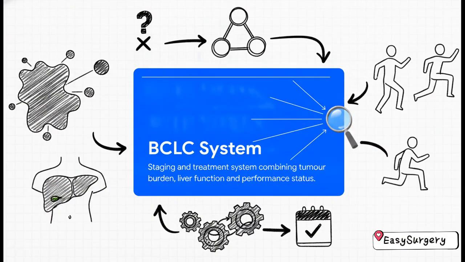Here's where so many students make their biggest mistake. They think staging is just about how big the tumor is, right? Well, not here. The BCLC is a combined staging and treatment allocation system. You've got to remember the rule of 3. This entire framework hinges fundamentally on tumor burden, liver function, and the patient's performance status. If you ignore liver function or performance status on an exam question, you're going to get the answer wrong. Let's look at how these 3 variables actually interact across the stages.